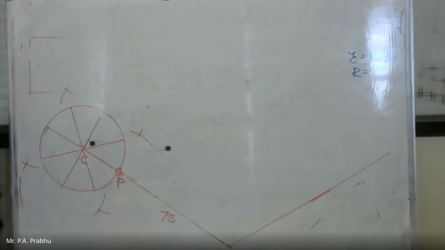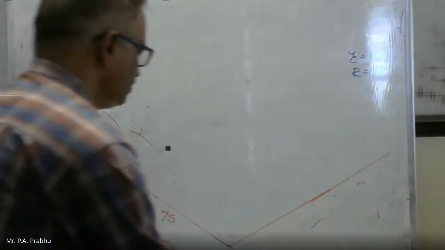Using the graphical method, divide this angle also into 8 equal parts. Okay, use the graphical method. Now try yourself.